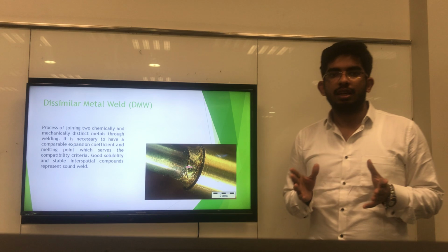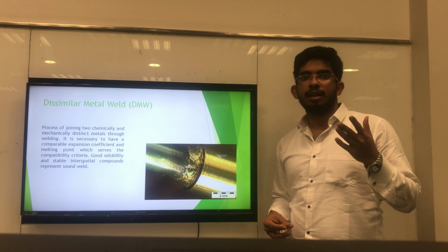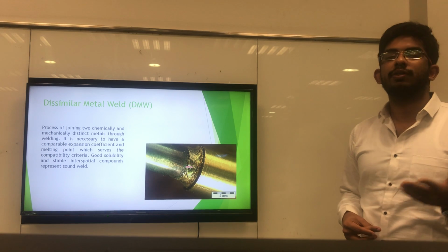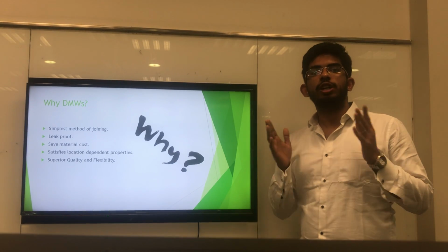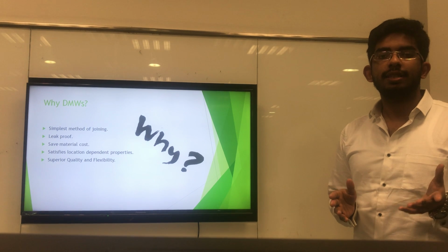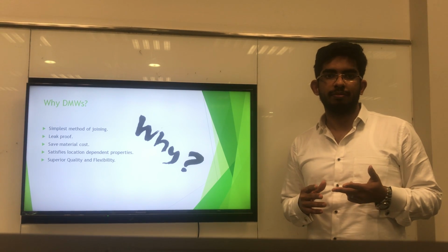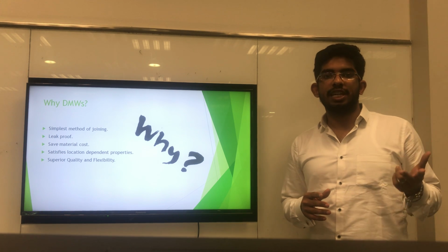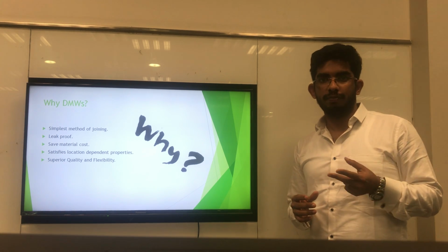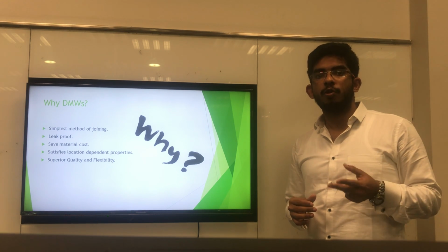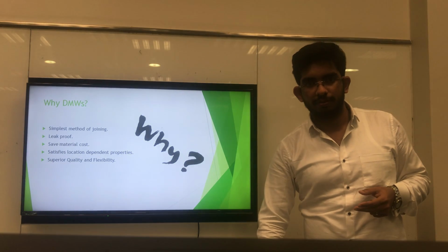But not every metal can be joined together. They need to be compatible in thermal expansion coefficient as well as melting temperature. Why do we use DMWs? It is the simplest method to join two metals with a leak-proof joint. And in many applications, the materials will have a location-dependent property. Using DMW, we can create cost-effective and flexible materials.